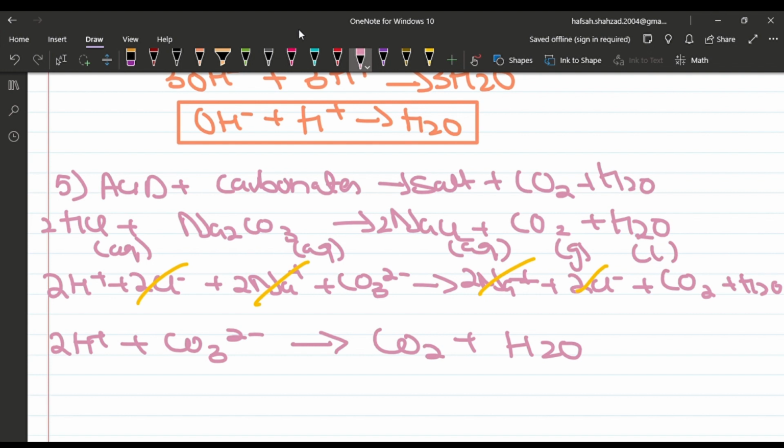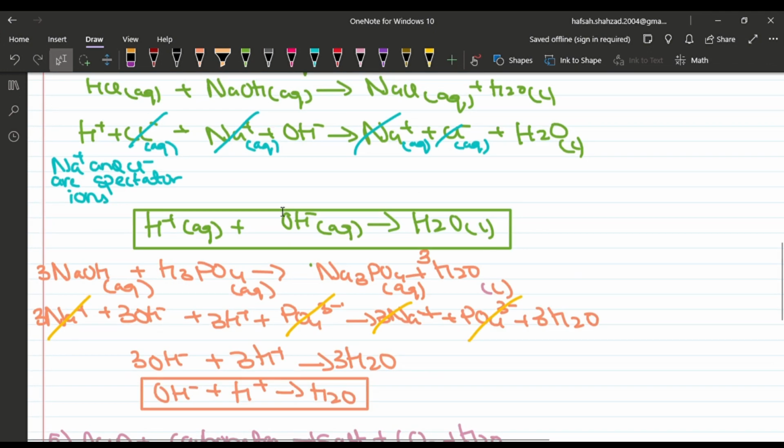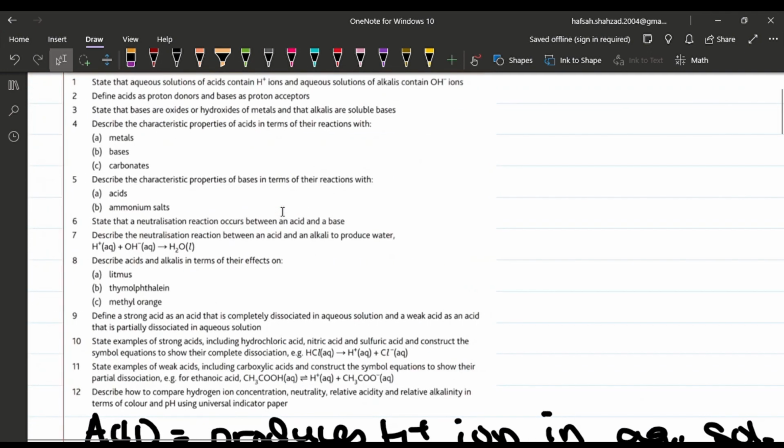In all cases, no matter what acid we're using, no matter what metal carbonate we're using, these 3 are the end products of this particular specific reaction. So now we will be going back to our CIA checklist to see what sections we have covered so far.